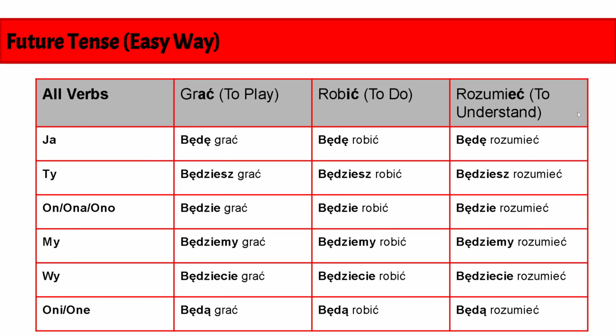There's the more difficult way of learning the future tense, which is actually conjugating these words grać, robić, and rozumieć. But for the beginners, I think it's fair that you only have to learn this much easier way, and it is grammatically correct. No one will fault you for using it.